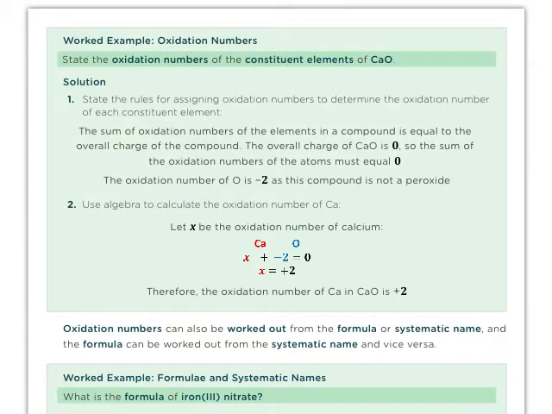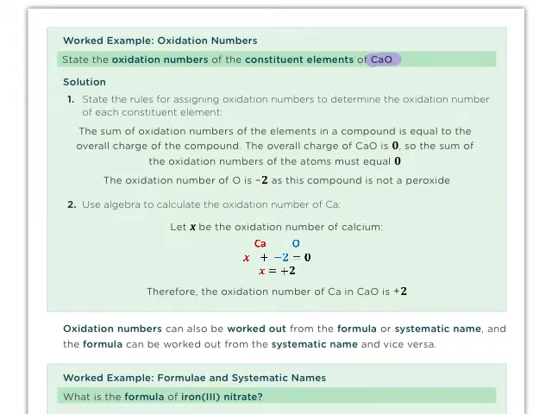So let's have a look at some worked examples. So we'll go through and work out the oxidation numbers of the constituent elements in CaO. Now we can see that it's a compound and it has no overall charge. There's no charge associated to that calcium oxide there, CaO. So we know overall it must have an oxidation number of 0.